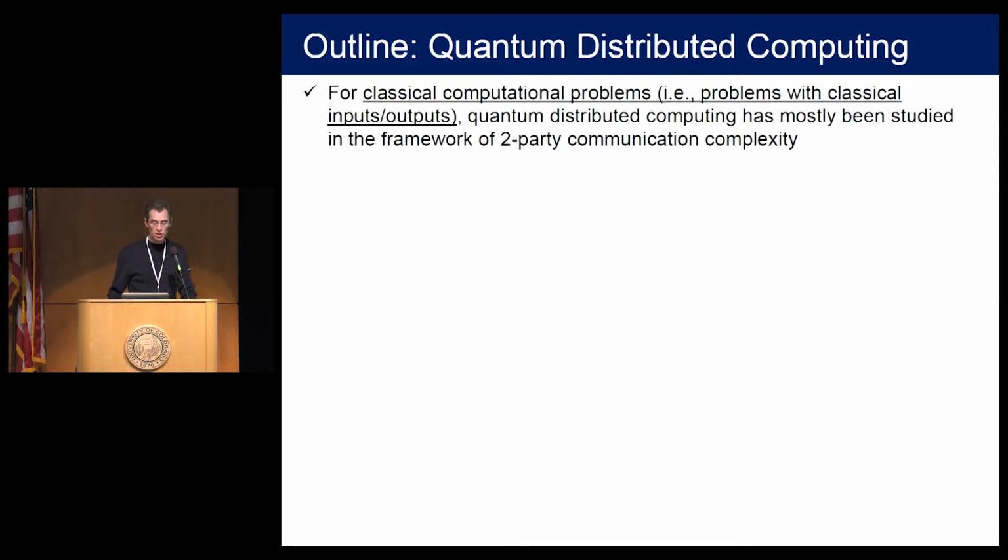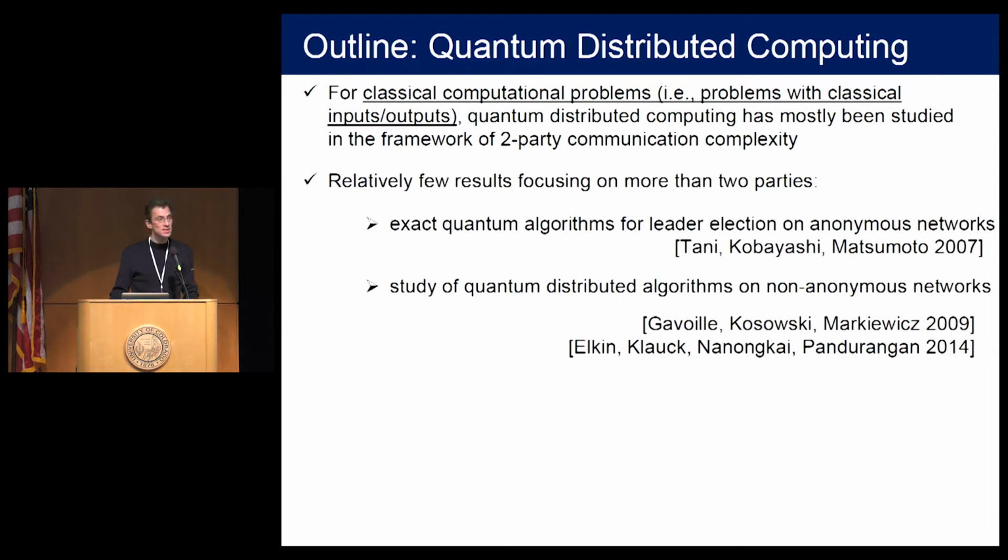And for classical computational problems, quantum distributed computing has mostly been studied in the framework of two-party communication complexity. Indeed, there are very few results focusing on more than two parties, and even fewer results focusing on problems directly relevant to people doing distributed computing. So one thing that you can do on anonymous networks, you can design an exact quantum algorithm for electing a leader. It's known that it is impossible to do this classically unless you are using random bits.